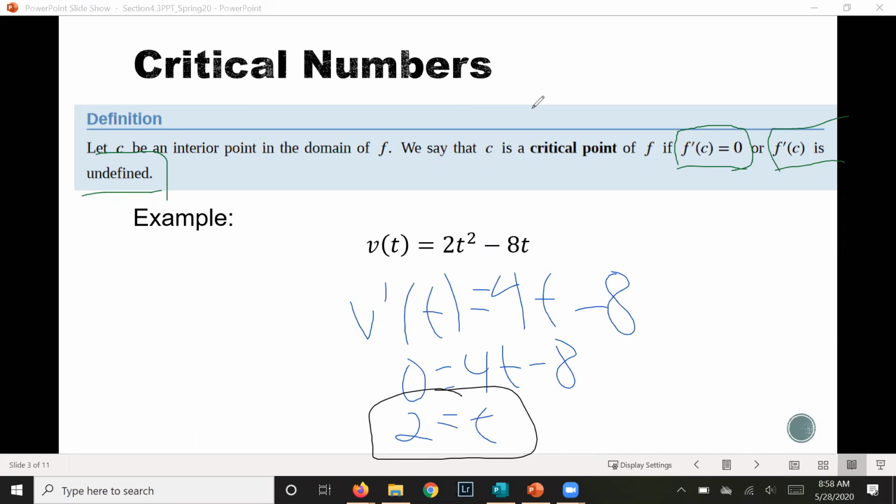Now let's also check that second condition, where f'(c) is undefined. You won't always have one of these. If we look at the derivative here, 4t − 8, is there a number we could plug in that would make that undefined? In this case that's not possible, because we don't have anything being divided by something, and we don't have any square roots. So there's not going to be any number we can plug in that will make this undefined. So t = 2 is the only critical number, or critical point, here.